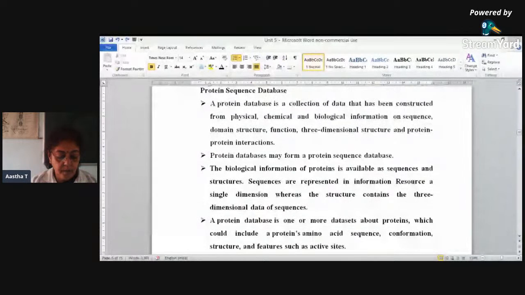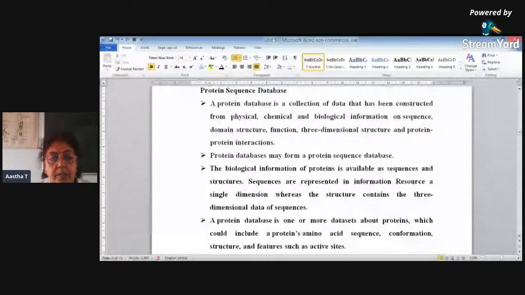Okay, so we will start. Last time we had seen nucleic acid databases. Now we'll turn to protein sequence databases.